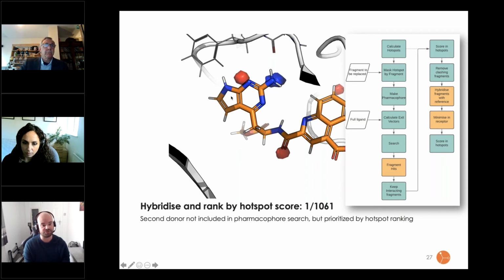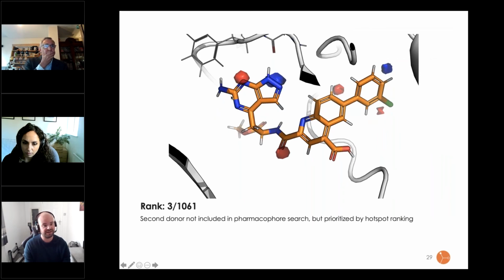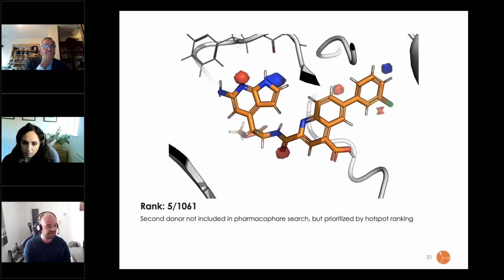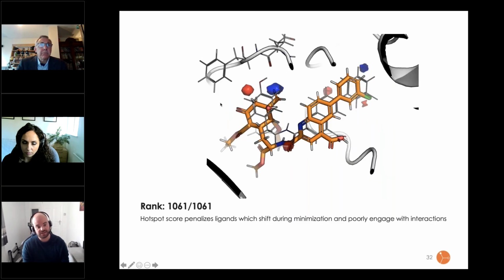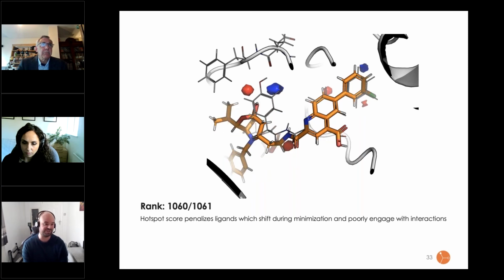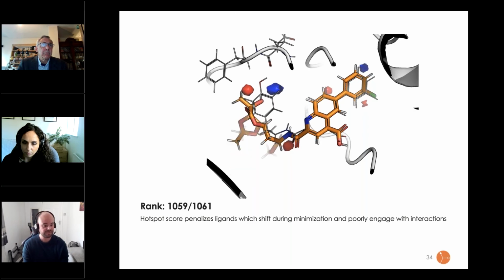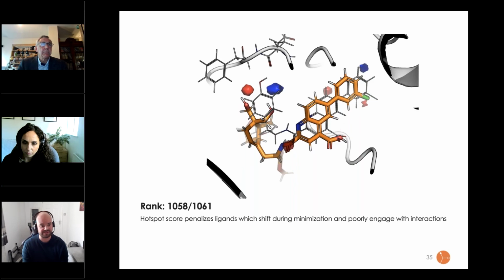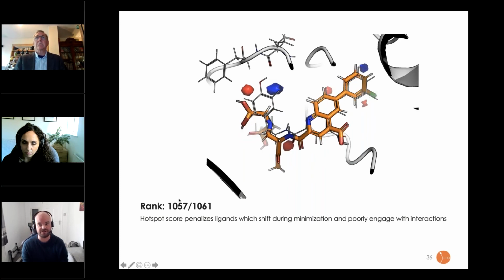And this was true, I think, for the first, I've only got the first 5 hits here, but this was true for the first 12. I think the 13th one didn't have this, but it was very prevalent in the high scoring poses. Similarly, if we go to the other end of the list, we can see cases where the minimization has really caused the ligand to shift from its original pose, and the hinge is just not being interacted with. So we can see that the ranking with the hotspot scores and the minimization work really nicely in conjunction with one another.